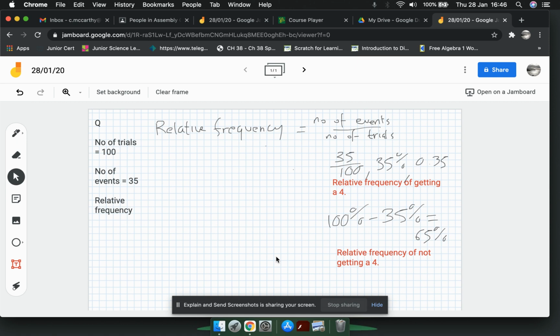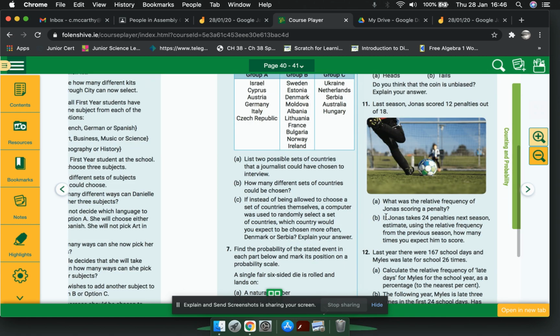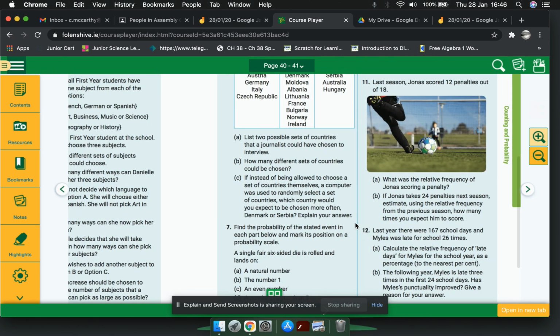I hope that has made sense so far. So that is how we do the first question. I think that was pretty straightforward, question 8. I'm going to skip down now to question 11 and study this one in a little bit more detail.